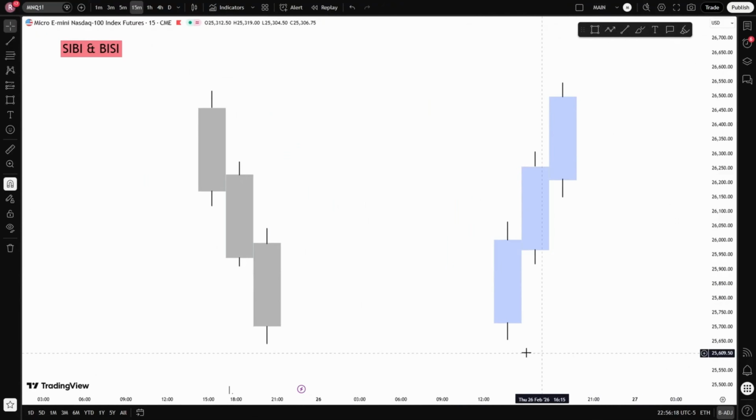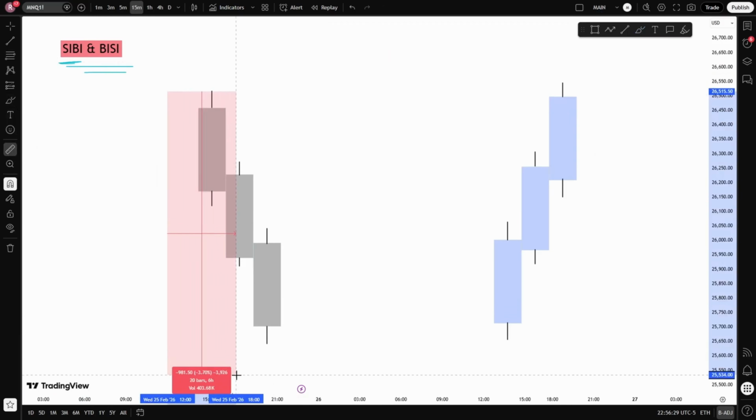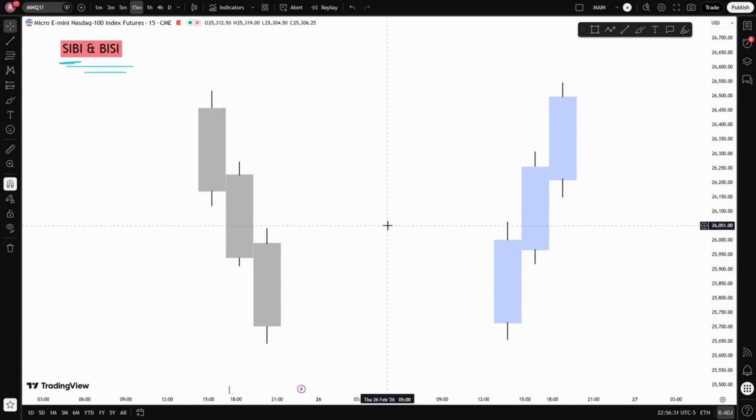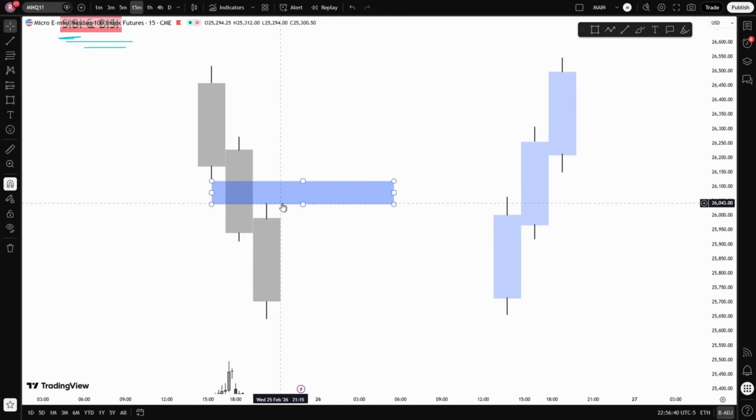The next thing we are going to go over are SIBIs and BISIs. A SIBI stands for sell-side imbalance, buy-side inefficiency. What that means is that aggressive selling occurred, but there was not enough buying on the opposite side to keep price balanced. Because of that, price moved quickly and left an inefficiency behind. In simple terms, a SIBI is just a bearish fair value gap.